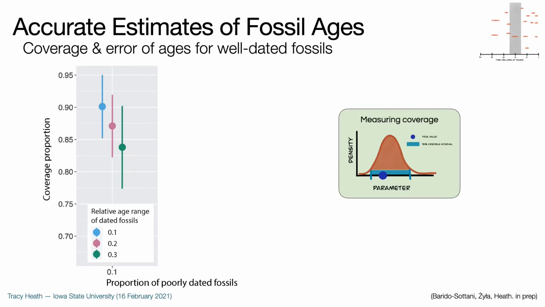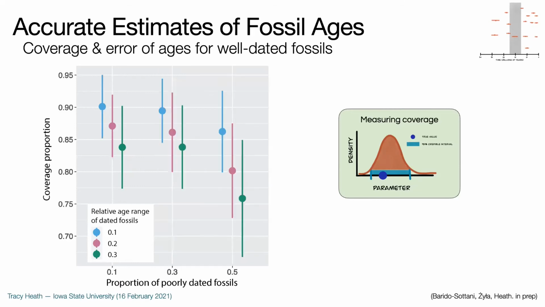What I'm showing here is the case where just 10% of the total fossils fall within this poorly dated formation. As we increase the proportion of those poorly dated fossils, we also see a predictable decline in the coverage proportion for the well-dated fossil ages. This just shows that we have this predictable behavior of the method: as we increase or decrease the amount of information, or the precision of our information, we get an associated increase or decrease in the coverage of our estimator.